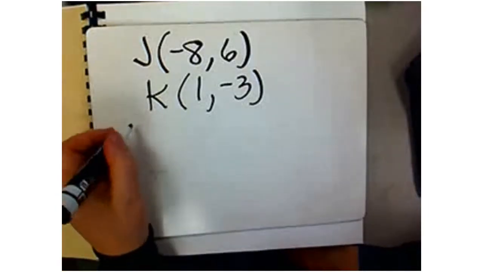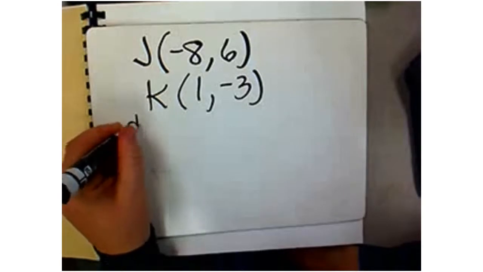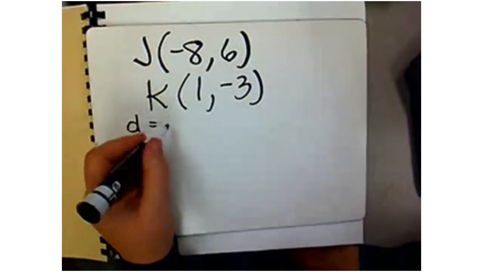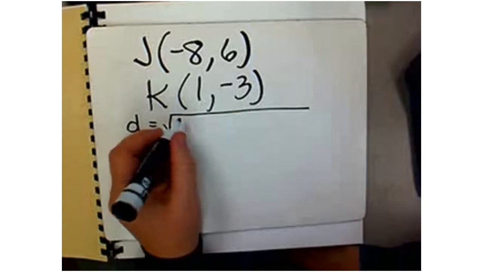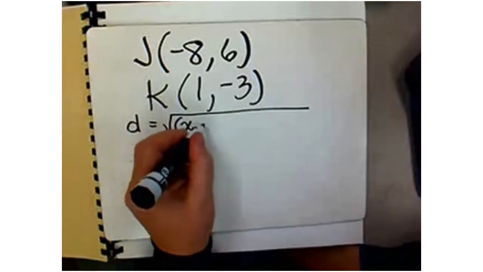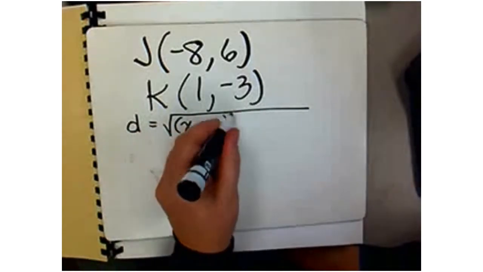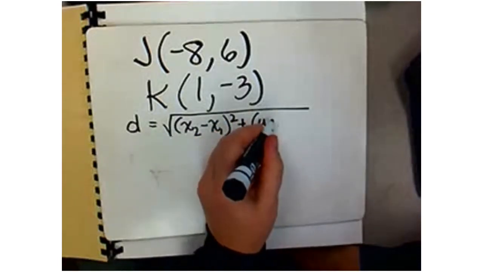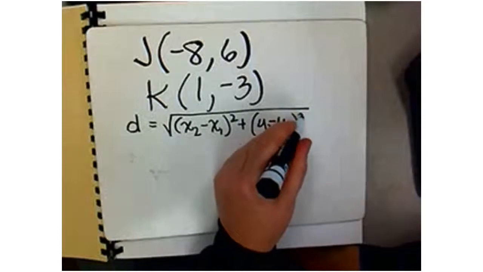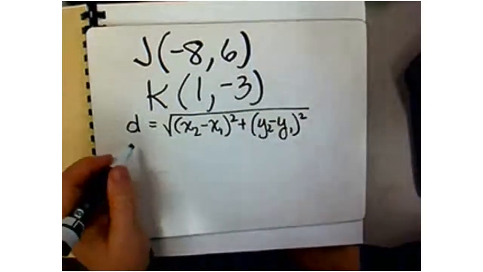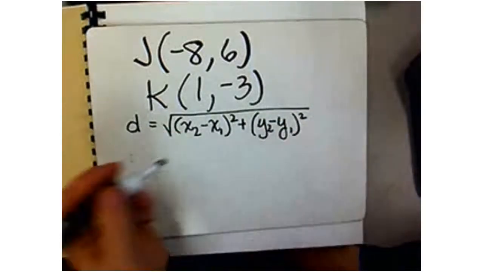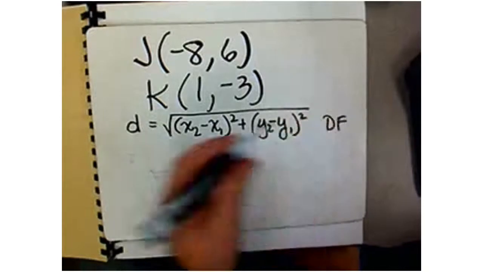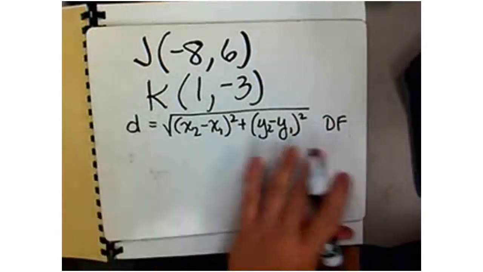So first, in the example, they write out the distance formula. D equals the square root of open paren x sub 2 minus x sub 1 close paren squared plus open paren y sub 2 minus y sub 1 squared. The next step, that's the distance formula. The next step, they substitute in all the values.